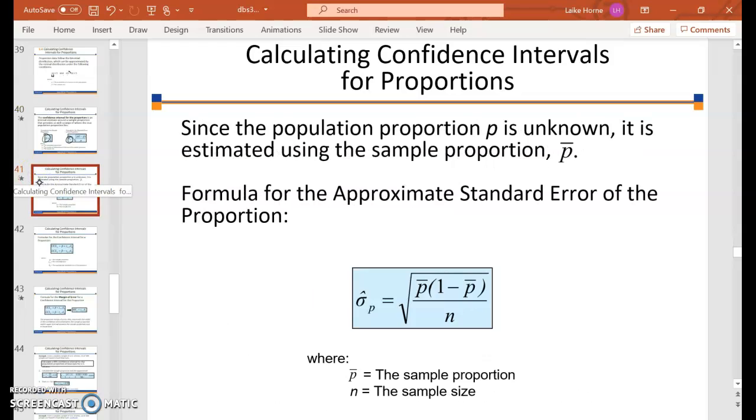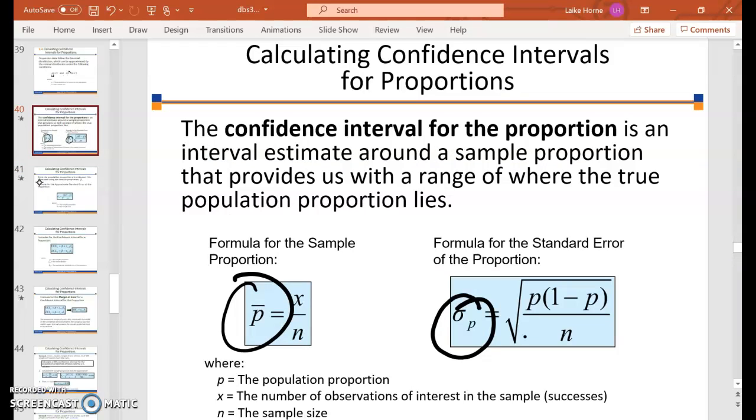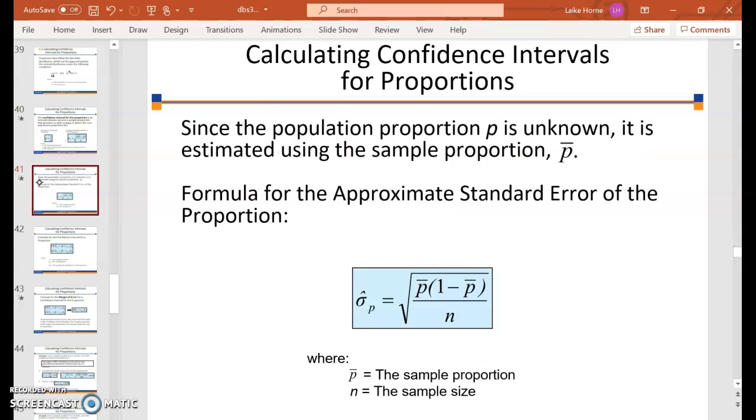Okay, once you get your standard error from your proportion, here's the standard error of the proportion, but let's look at this. Since the population proportion is unknown, it is estimated using this sample. This is the formula for the approximate standard error of the proportion.